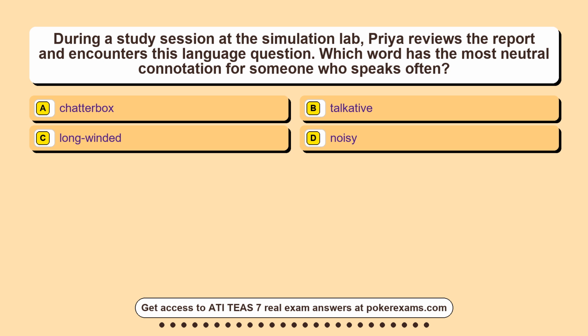Which word has the most neutral connotation for someone who speaks often? Option A, chatterbox. Option B, talkative. Option C, long-winded. Option D, noisy. The correct answer is option B, talkative.